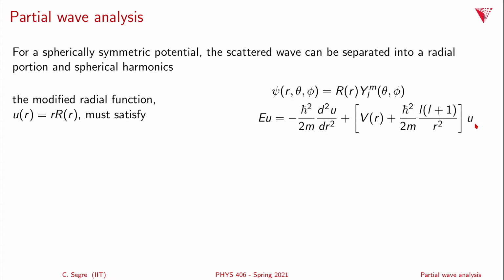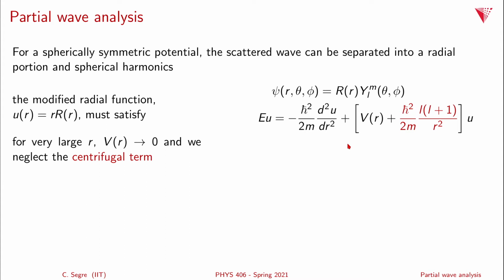Now, if you remember from the hydrogen atom, this is exactly what we had from the separation of variables into the radial and angular variables. We got this sort of centrifugal term, which goes like 1 over r squared, and it depends on the separation constant, which is l times (l+1), l being the orbital angular momentum quantum number.